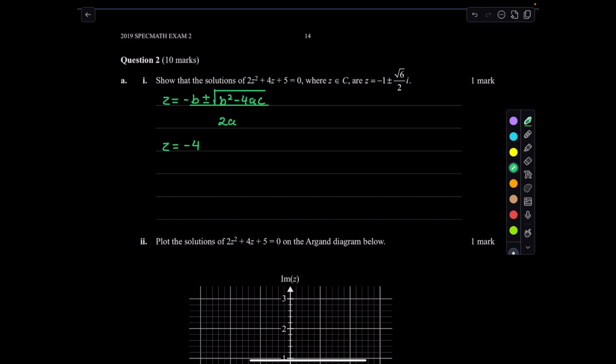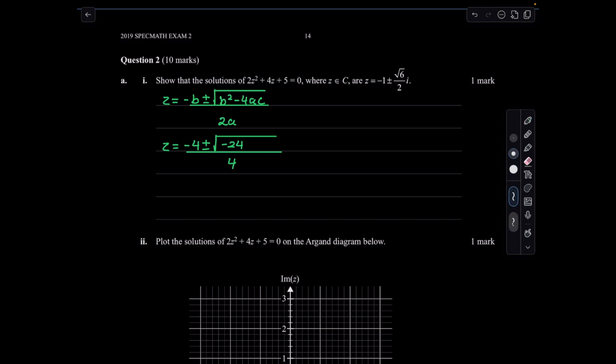Well, it's negative 4 plus or minus, so b is of course 4, but it's going to be negative 4 because of the b. Yep, b squared is 16 minus 4, a is 2, and c is 5, all over 2a, which is 4. 2 times 2, which is 4. So let's simplify this expression. 4 times 2 times 5, that'll be 40. So 16 minus 40 is negative 24.